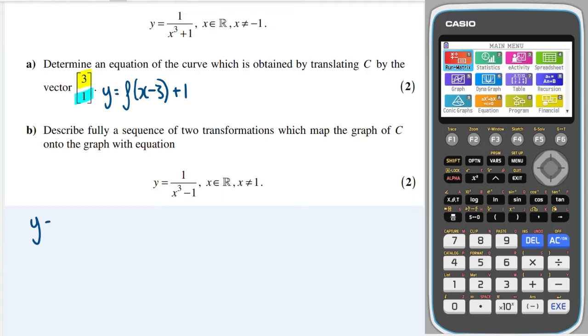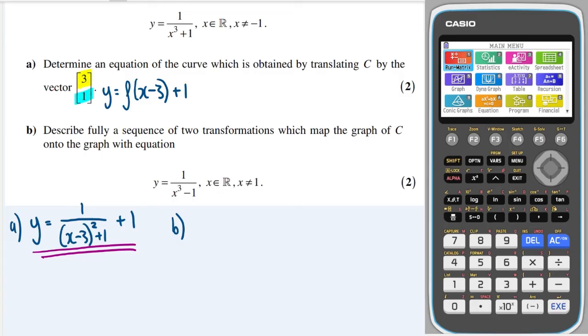So I get y is equal to 1 over x cubed. Well, I need to replace the x's with x minus 3, squared, plus 1 on the denominator, and then I need to add 1 to the function. And that's good for part A. I don't need to simplify it. It doesn't ask me to simplify it, so that's part A done.